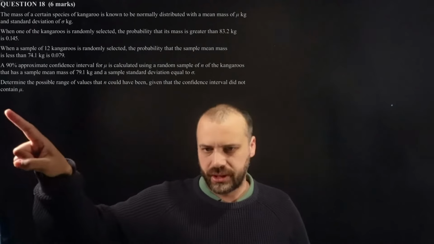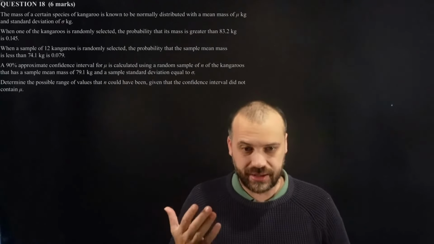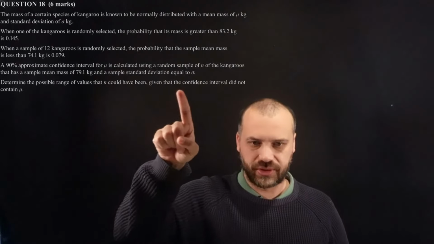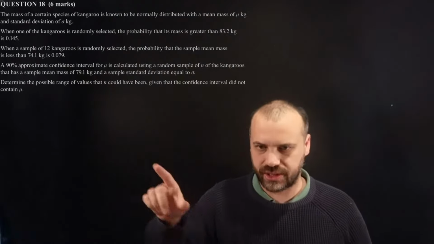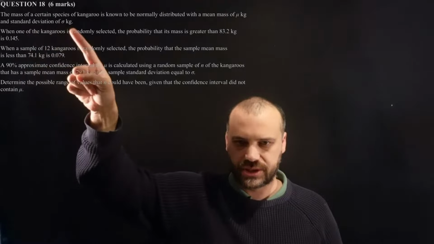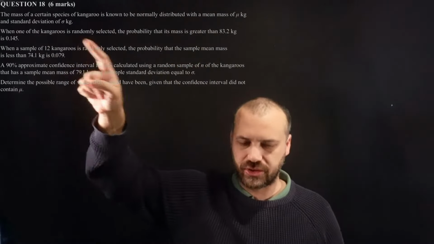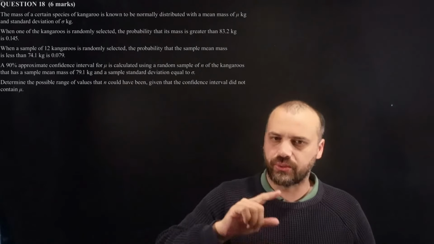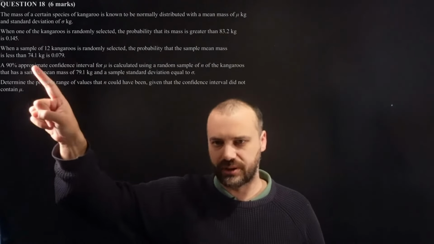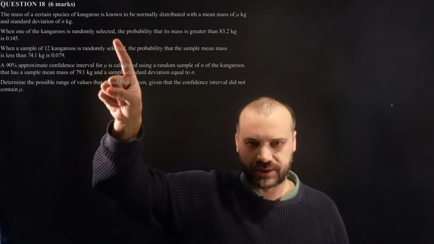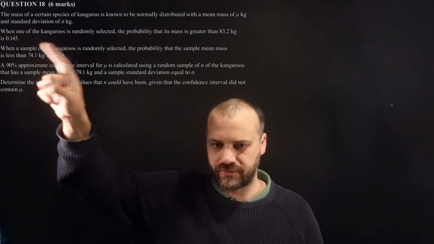Let's read it from the bottom. Determine the possible range of values that n could have been. So eventually we're going to calculate n, some sort of sample size, given that the confidence interval did not contain mu. Okay, so that's where we started. We're trying to find some sort of sample size. Let's go to the top. The mass of a certain species of kangaroo is known to be normally distributed with a mean of this and a standard deviation of this. Okay, so interesting question. We don't know the mean and we don't know the standard deviation of the population. But what do we know? When one of the kangaroos is randomly selected, the probability that its mass is greater than 83.2 is 0.45.